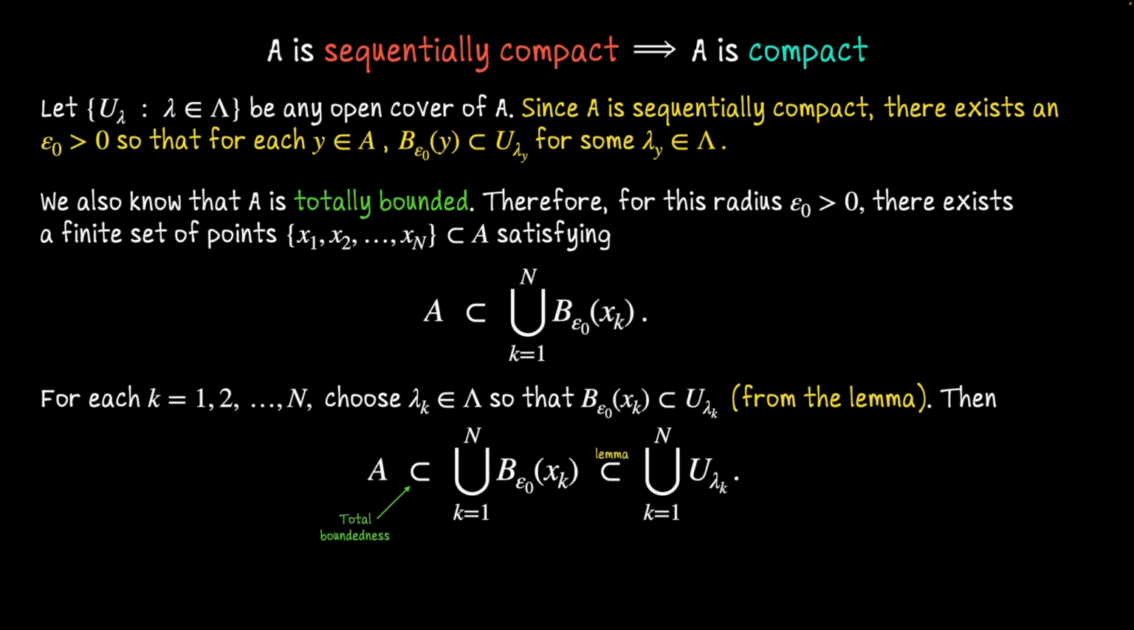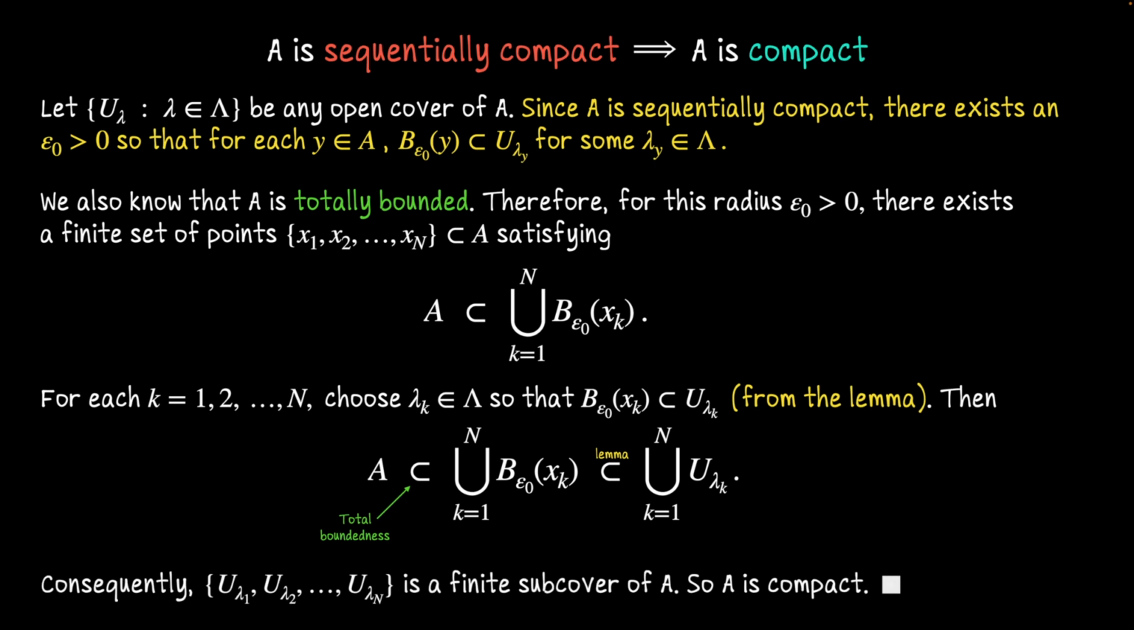Now we can say that A is contained inside of those epsilon naught neighborhoods. There are capital N of them. However, from the lemma, that family of epsilon naught neighborhoods is contained inside of a family of capital N neighborhoods from the original open cover. Therefore, A is covered by capital N members from the original open cover, which means that collection of capital N neighborhoods is a finite subcover of A. So given this random open cover that we started with, we were able to reduce it down to a finite subcover, so A is compact.